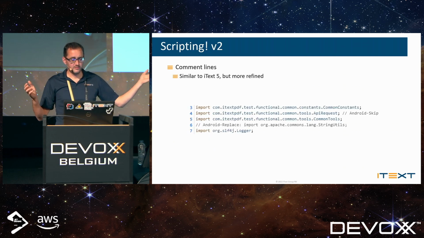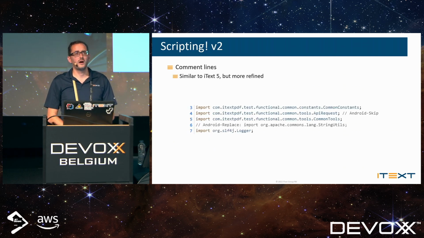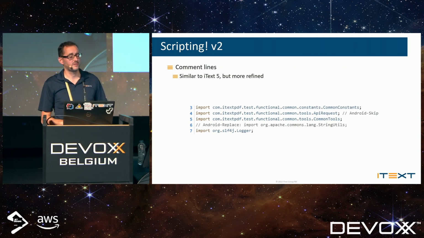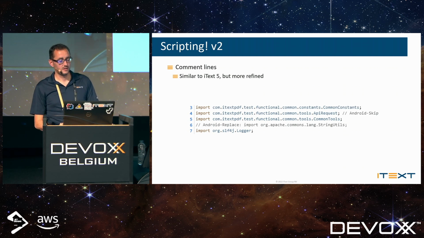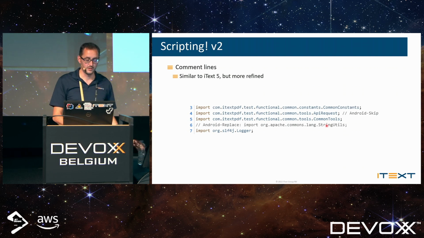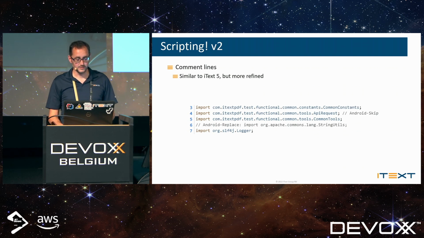So scripting v2. Why would we change a winning team there? We have a similar concept to iText 5, but a bit more refined. We had more time, we learned a bit, and we introduced more types of markers, like skip this line if you're on Android, or just put this one here. We want to use string utils, etc.